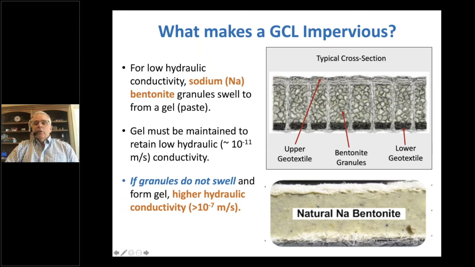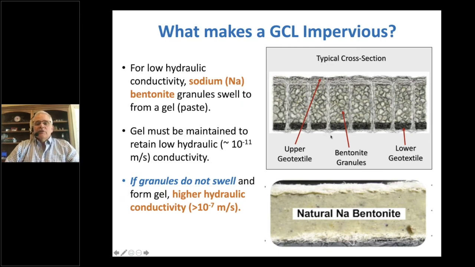Now, this doesn't look too impermeable in that drawing. In fact, it looks pretty permeable. It looks like sand. And in fact, in a lot of particularly North American GCL products, the bentonite granules are on the order of what we, as geotechnical engineers, would call sand size particles. So on a particle size basis, it looks pretty permeable. For that product to become impermeable, what's on the interior of those bentonite granules has to be transformed.